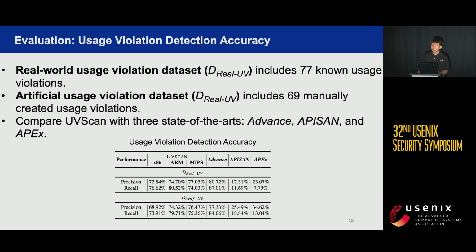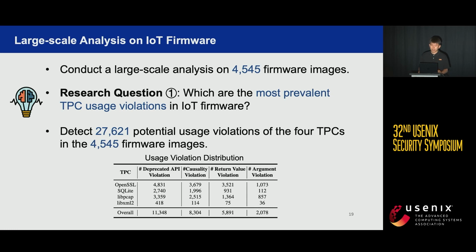Even though UVScan performs on the binary level, its performance is very close to Advanced, and it's much better than the other 2 systems. It's reasonable because the other 2 systems get the API specifications by analyzing a large amount of code, which means sometimes the API specifications are not accurate. Okay, so next we perform a large-scale analysis on more than 4,000 firmware images we collected from a private company.